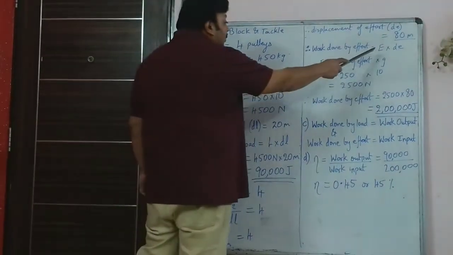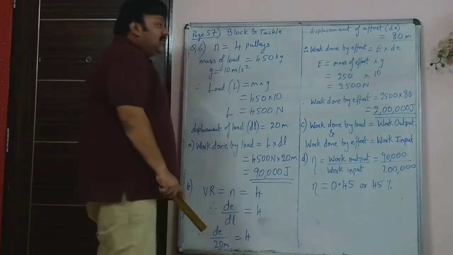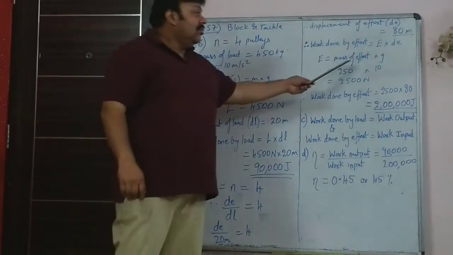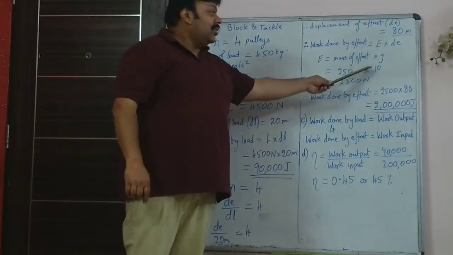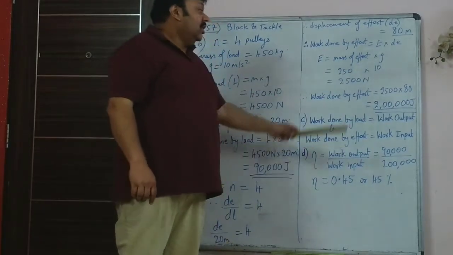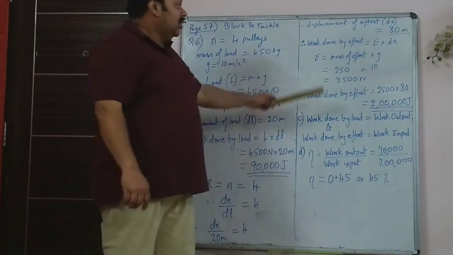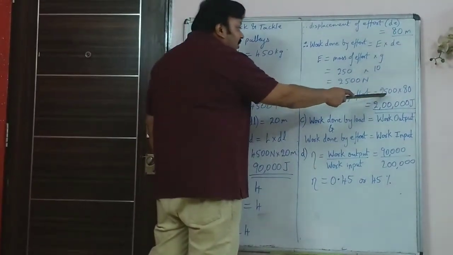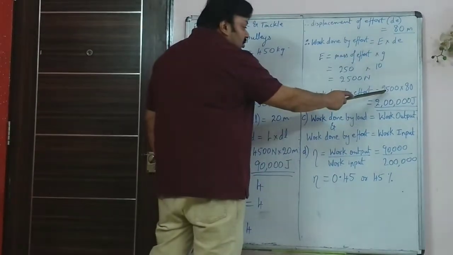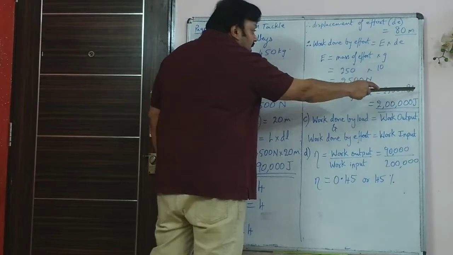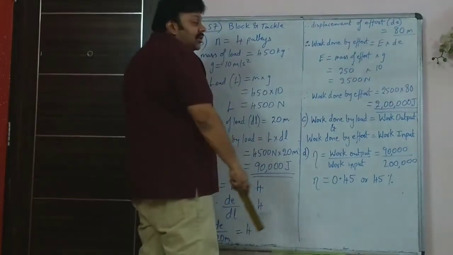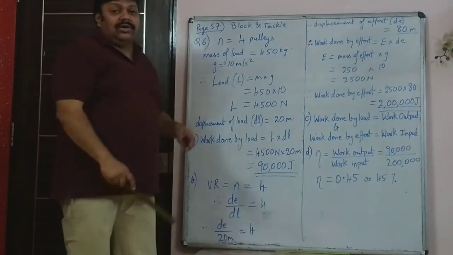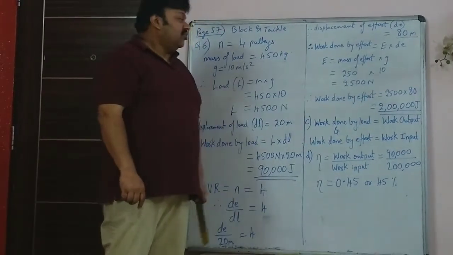So work done by the effort is effort into displacement of effort. Now again, effort, you can't take the effort as 250 kg, that is mass of effort. So that kg has to be multiplied, m into g has to be taken. So you get 2500 Newton, that would be the effort. So work done by the effort would be effort into displacement of effort. So 2500 Newton into 80 meter. So Newton into meter, that will give you the answer in joule. So it is 2 lakh or 200,000 joule. That is 2 lakh joule.